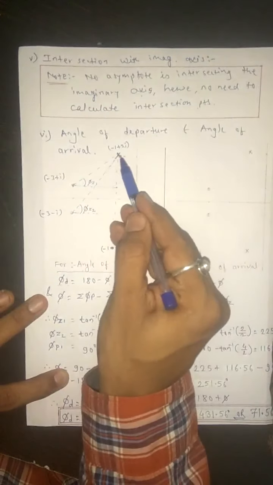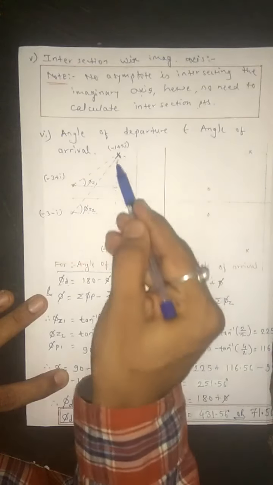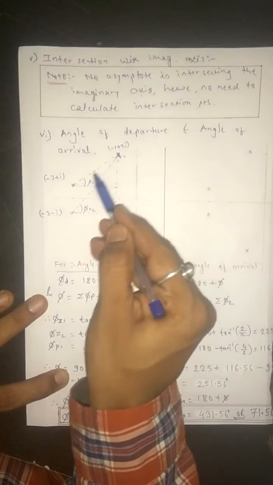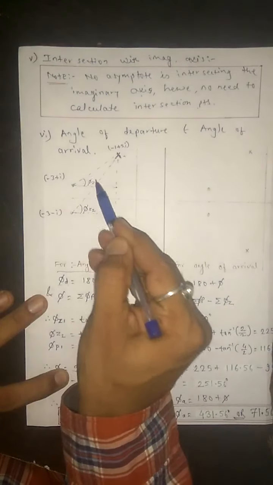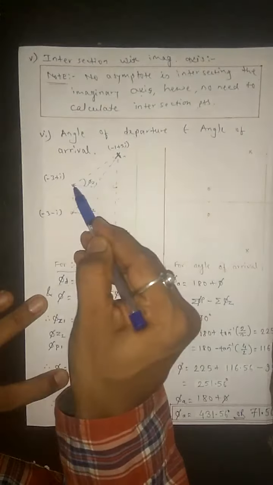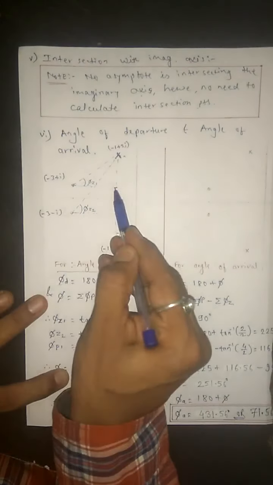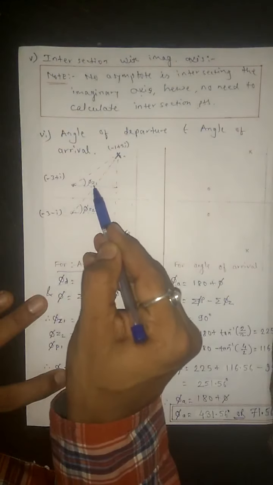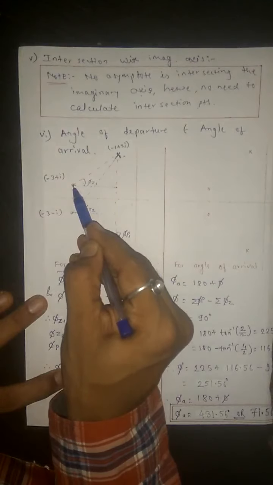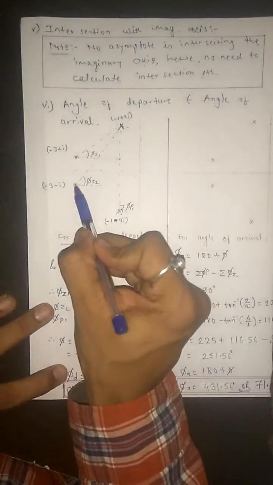So connect this pole to all the remaining poles and zeros. I connect this pole to this zero, named angle phi z1. So this is the pole to zero connection. Draw a horizontal line, and this angle will be phi z1 because the angle is made by the zero. Next, this is again one zero.